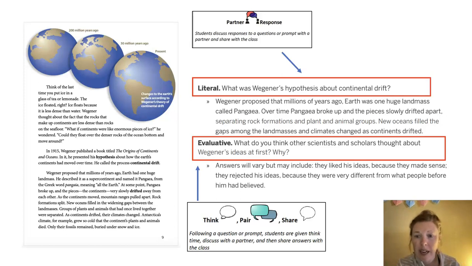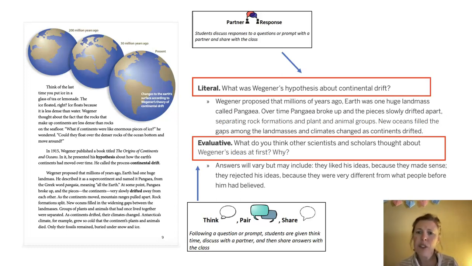Groups of plants and animals that had once lived together were separated. As continents drifted, their climates changed. Antarctica's climate, for example, grew so cold that the continent's plants and animals died. Only their fossils remained, buried under ice and snow.